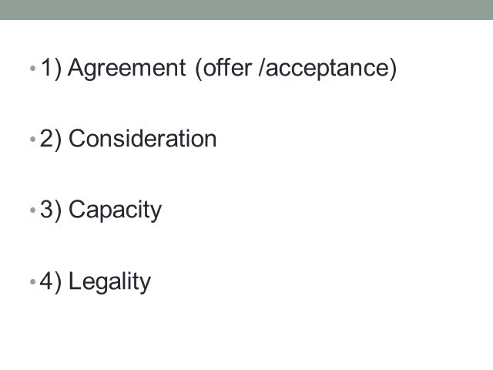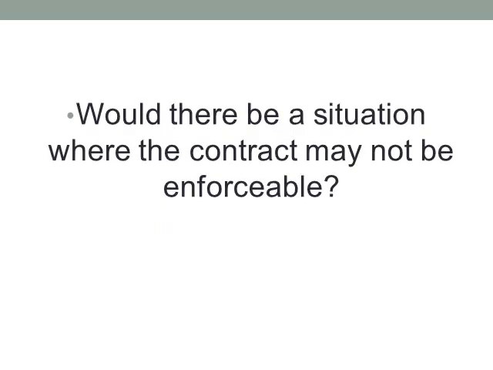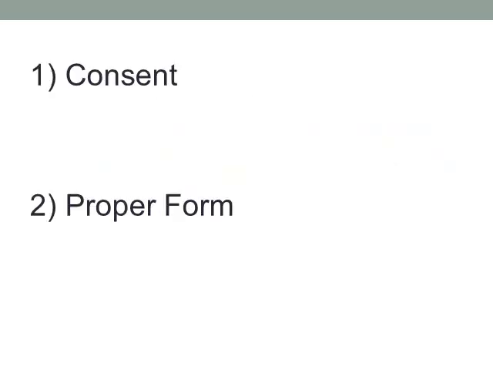And legality. A contract's purpose must be to accomplish some goal that is legal and not against public policy. So these 4 things must exist. However, I will note that even if those things exist, there could be a situation where the contract may not be enforceable, despite those 4 requirements being met. And in those circumstances, consent in proper form.